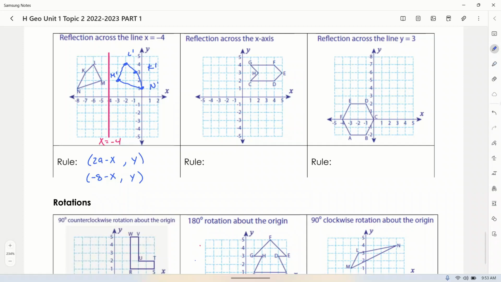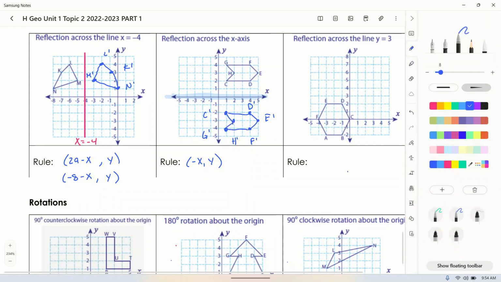Okay. Now we're going to go across the x-axis. So this one is a little bit easier. Here's our x-axis. Remember the rule for this one is just simply -x, comma y, a little bit easier. So G is 4 above, we're going to go 4 below. C is 2 above, we'll go 2 below. H, 3 above, so we'll go 3 below. F is 4 above, we'll go 4 below. D is 2 above, 2 below. E is 3 above, so we'll go 3 below. And then we connect our points.